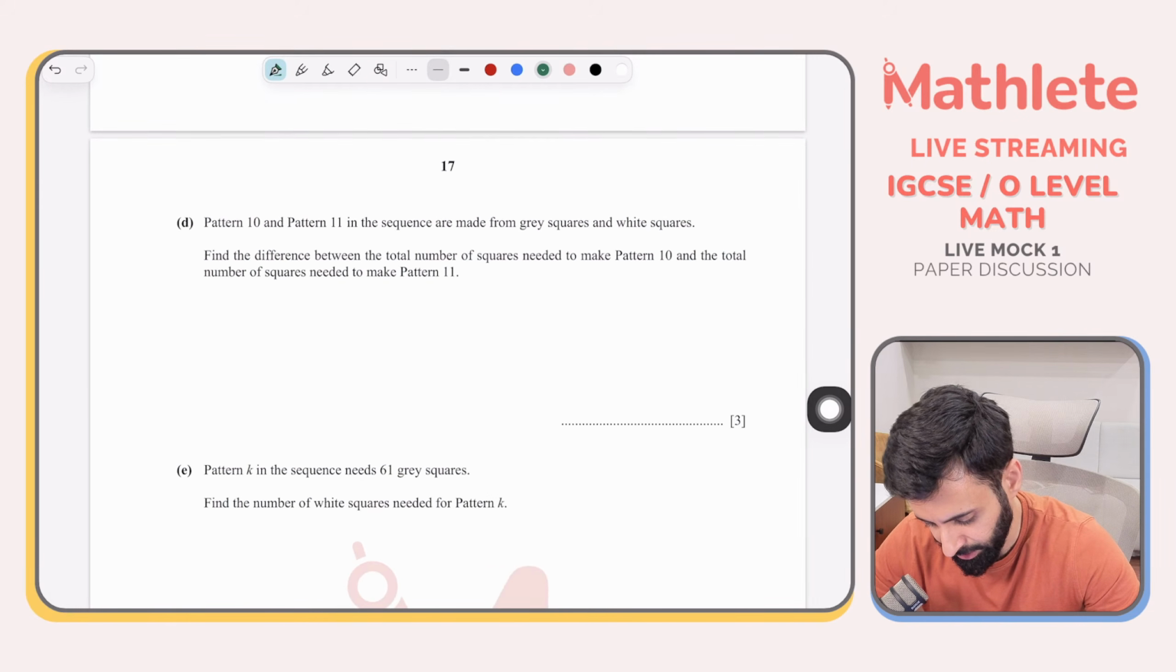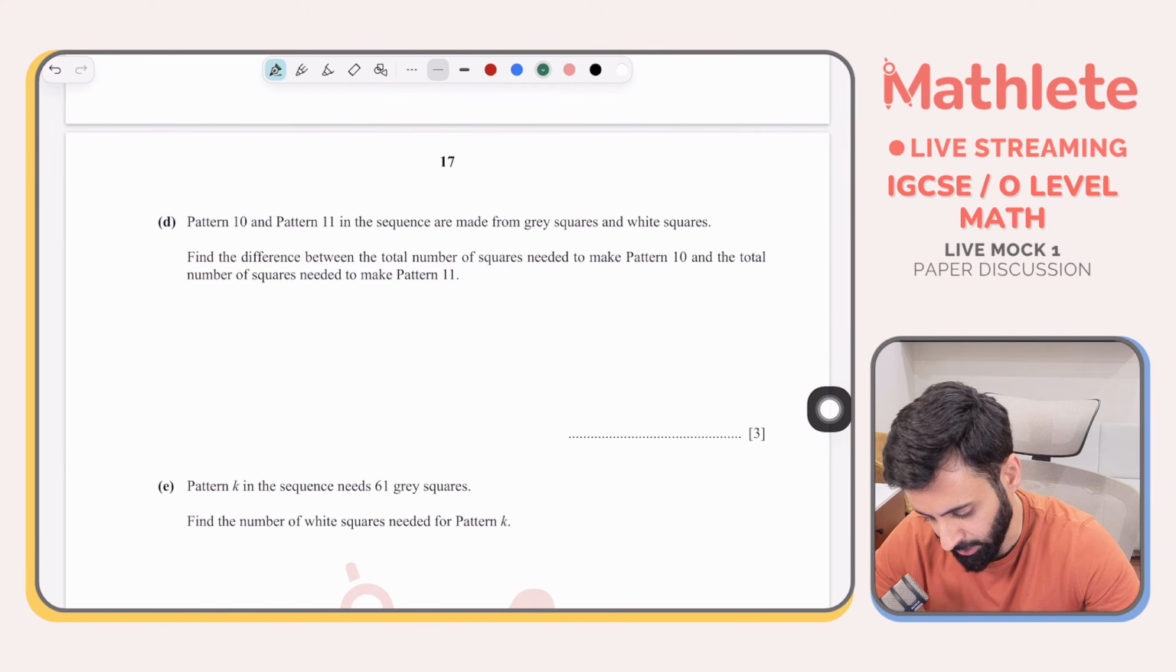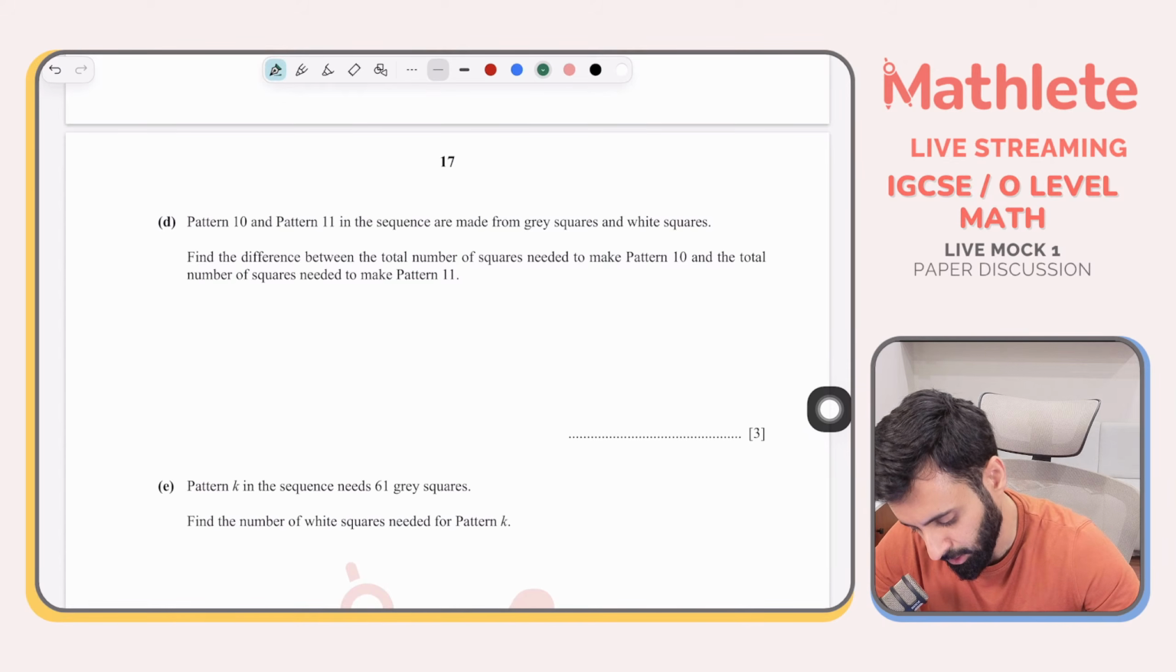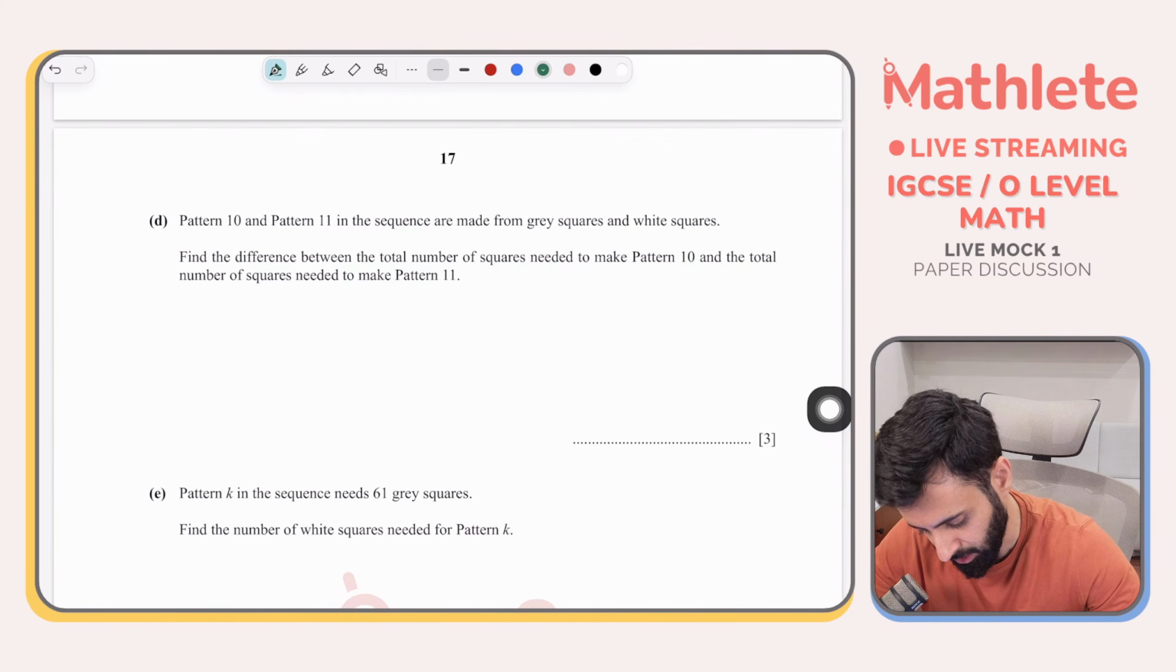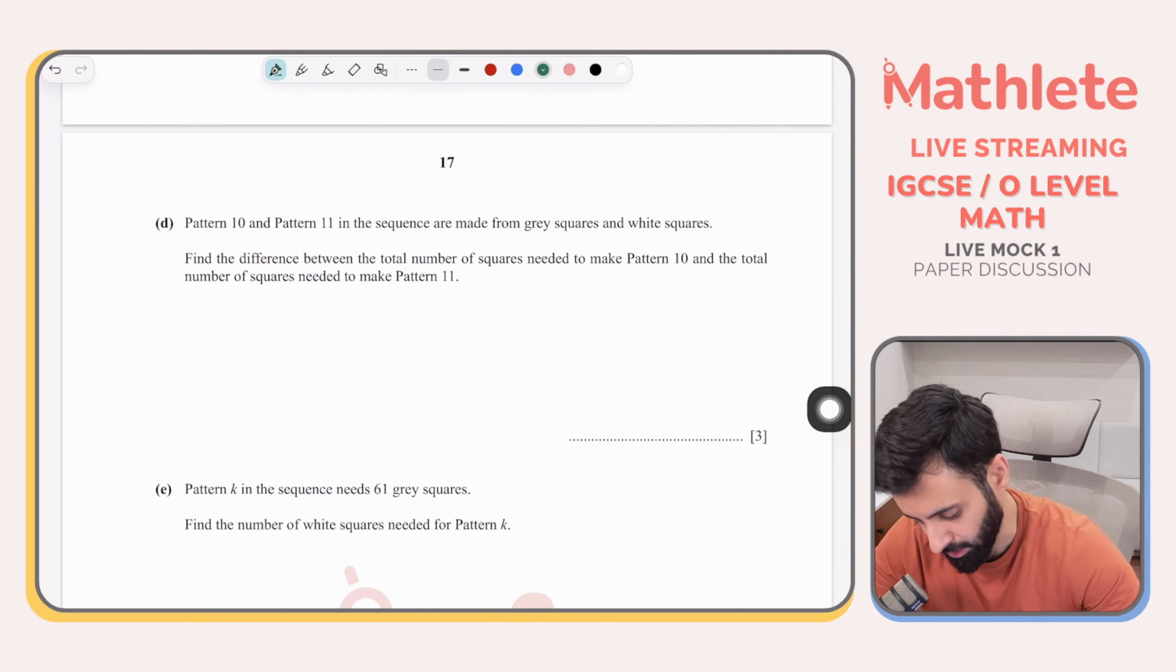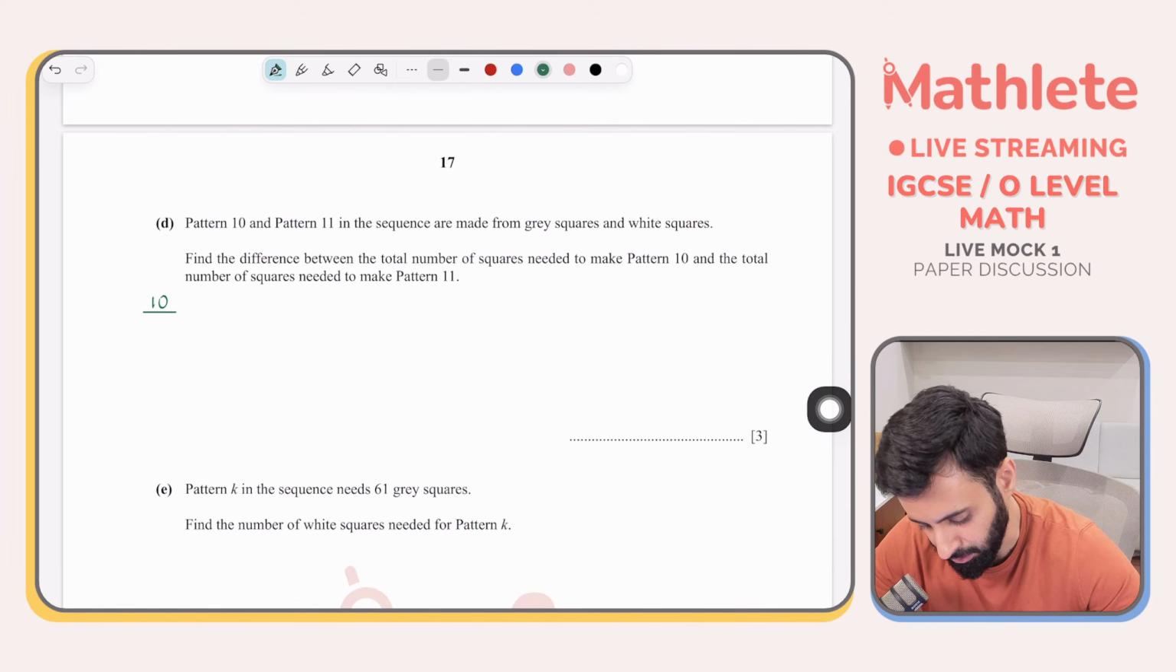Pattern 10 and 11 in the sequence are made from gray squares and white squares. Find the difference between the total number of squares needed to make pattern 10 and the total number of squares needed to make pattern 11. Okay, now. अब total चाहिए ना? So पहले pattern 10 के निकाल लेते हैं हम gray. Find the difference between the total number of, yeah.